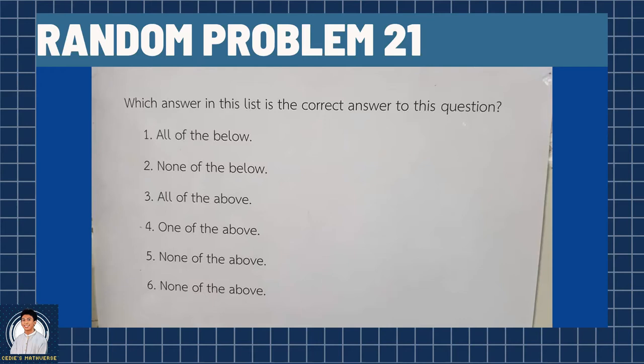Which answer in this list is the correct answer to this question? 1. All of the below. 2. None of the below. 3. All of the above. 4. One of the above. 5. None of the above. Or 6. None of the above. If you want to try this problem first, you can pause the video. But if you want to view the full solution, continue watching.